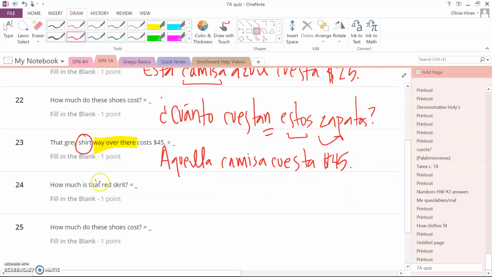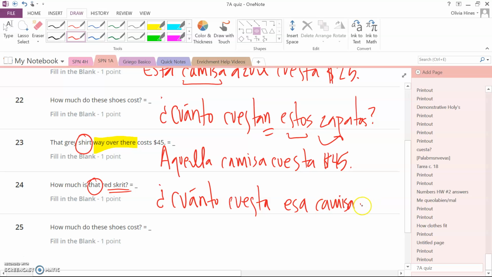How much is that red skirt? So we're asking questions, so make sure you start with this. How much? ¿Cuánto? If you didn't put an accent, it is wrong. It doesn't mean the same thing without the accent, so make sure you have that. ¿Cuánto cuesta esa camisa roja?